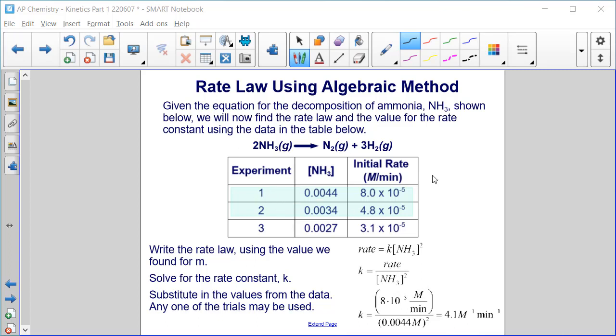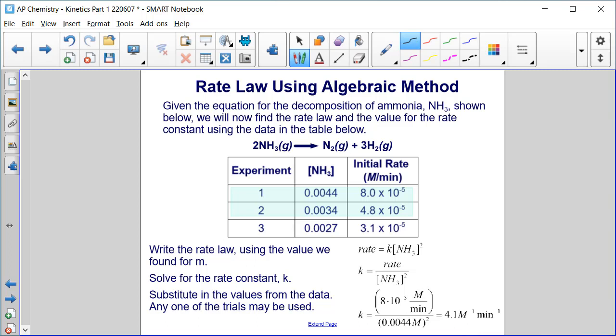I've gone with experiment 1 here to substitute the values for the rate. 8 times 10 to the minus 5 molarity per minute divided by the concentration 0.0044 molarity squared. And just plug in the values to a calculator, get 4.1. This is molarity to the minus 1, minutes to the minus 1. And we'll talk a little bit more about the units for rate constants on the next slide, but I just want to zoom in here and just make sure we're seeing what's going on unit-wise.